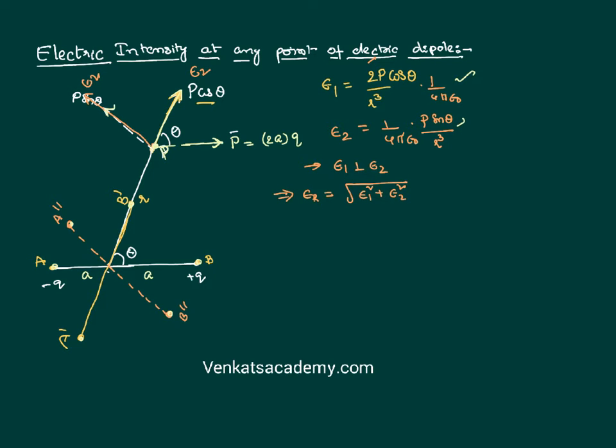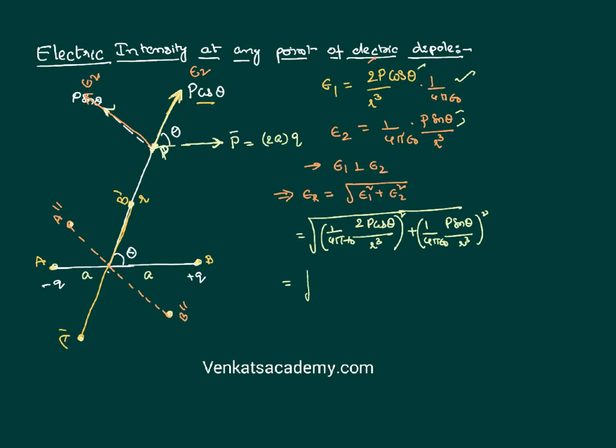Because along A dash, B dash, only P cos theta is acting, along A double dash and B double dash, P sin theta is acting. Now, these two are perpendicular to each other, and I am interested in calculating the resultant of this. Let us calculate the resultant of this. I can write root of (1 by 4 pi epsilon naught 2 p cos theta by r cube) whole square and (1 by 4 pi epsilon naught p sin theta by r cube) whole square.